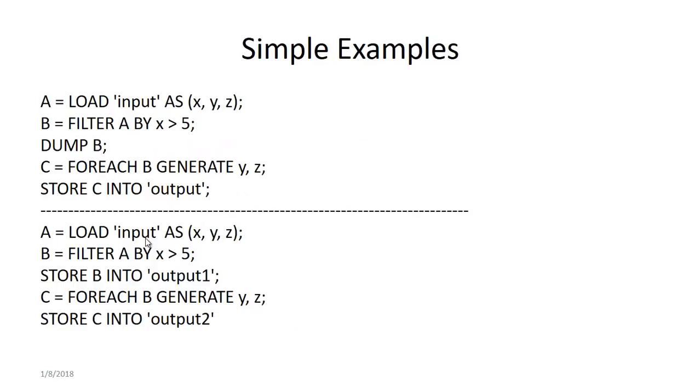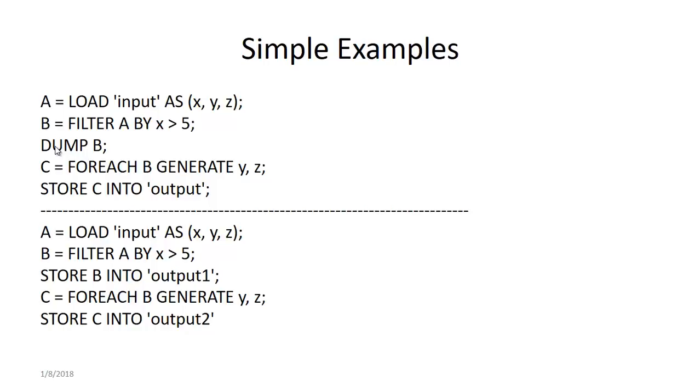Now here we can see a few more simple examples. In relation A, we are loading input data. The input is a file XYZ, and XYZ we have given as the alias. Now in the B relation, we are filtering A by X greater than 5. So whatever data we have loaded into the A relation, in relation B we are loading only that data from A for which X is greater than 5. And then we want to see the data on the console, so we are just firing the dump command, dump B.